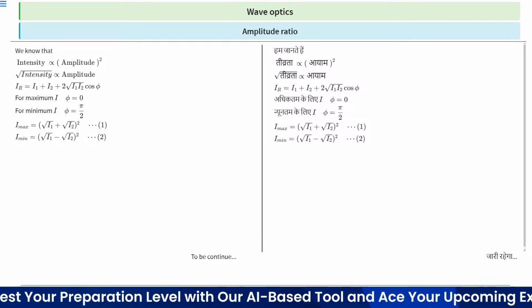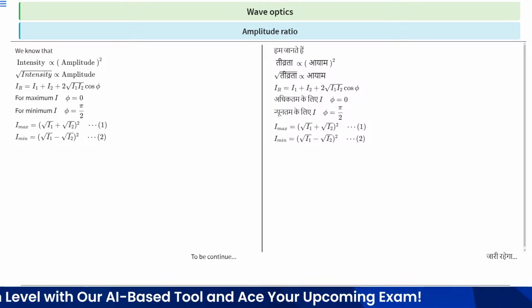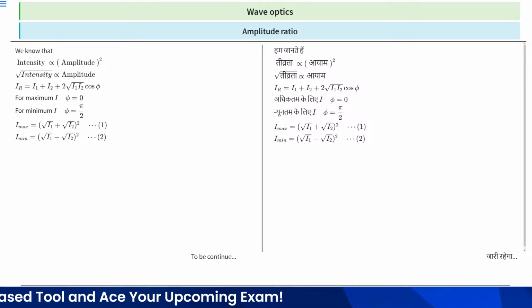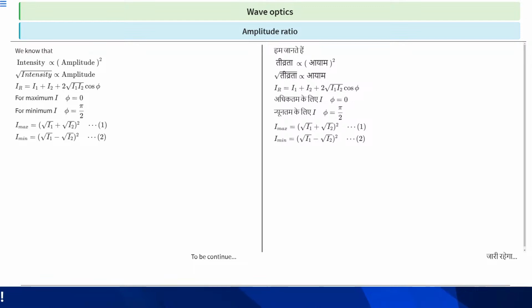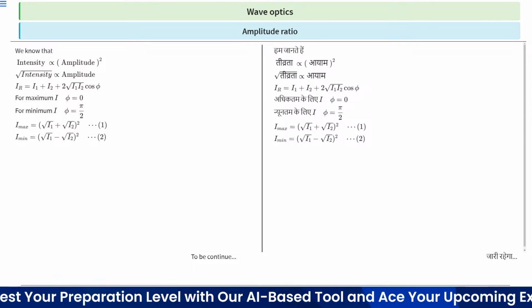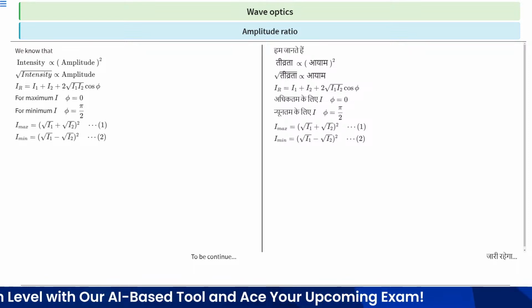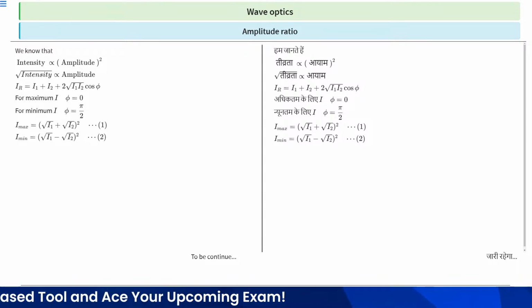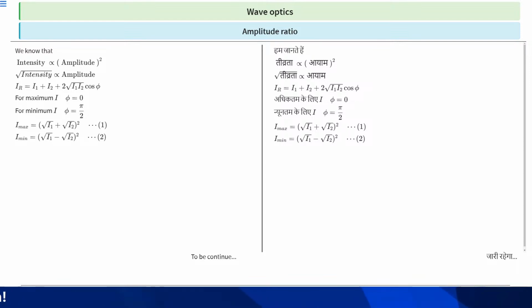The formula for the resultant intensity, that is IR, is equal to I1 plus I2 plus 2 root of I1 I2 cos phi, where phi is the phase difference. For maximum intensity, phi should be 0 degrees, and for minimum intensity, phi should be pi. So there are two conditions: for the maximum intensity, phi equals 0, and for minimum intensity, phi equals pi.